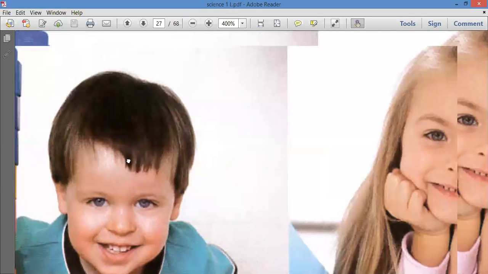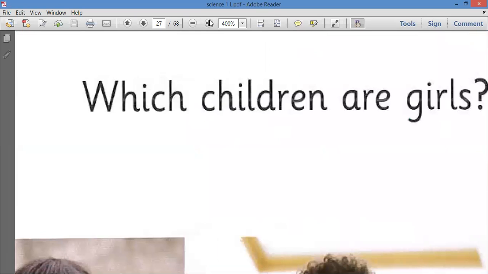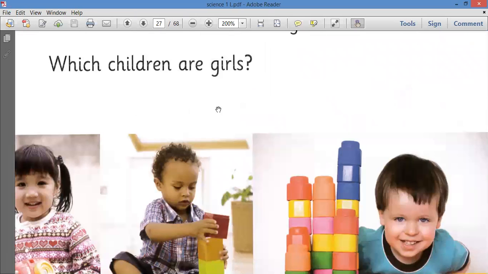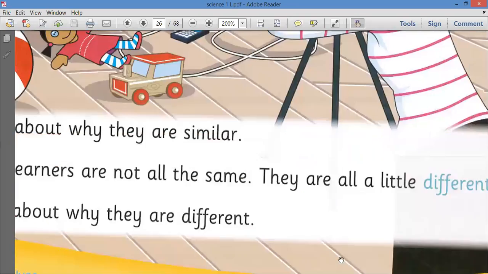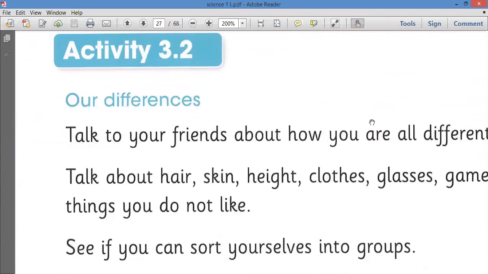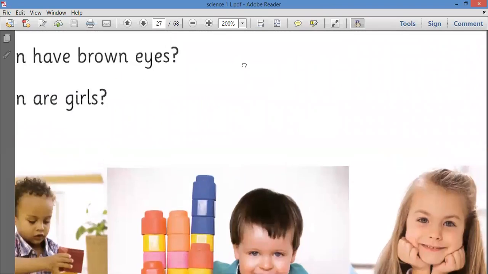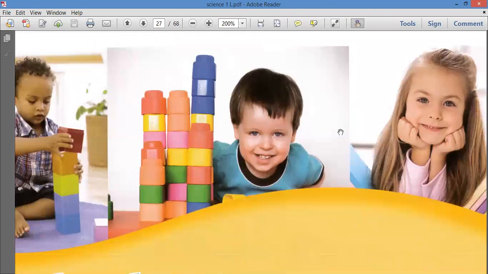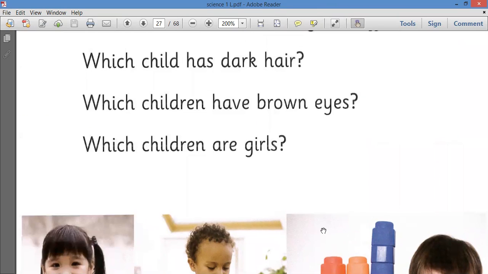Which of them have brown eyes? I think the brown eyes are of the second boy. This boy has brown hair and brown eyes. Which children are girls? The first one and the last one, they are girls because they have long hair. And this child and this child are boys.